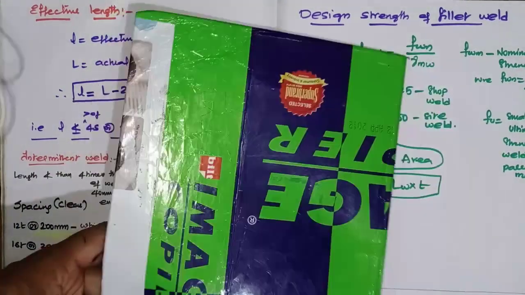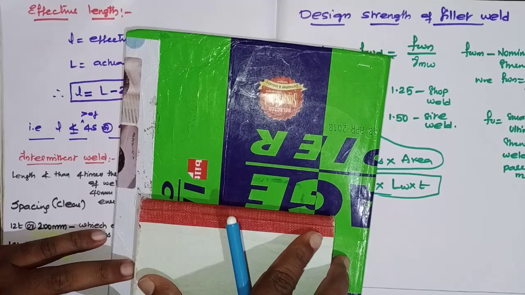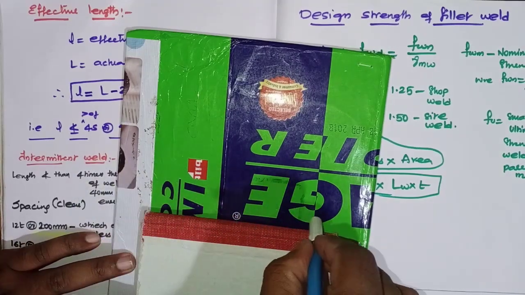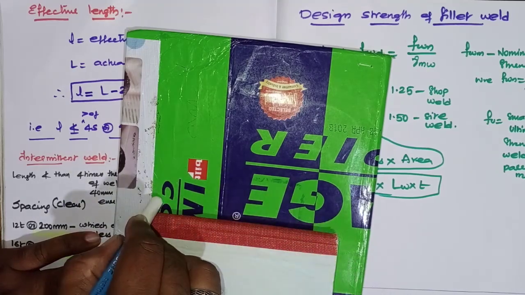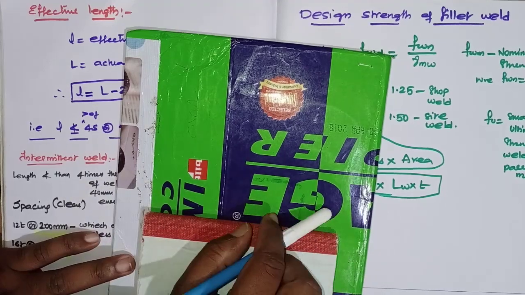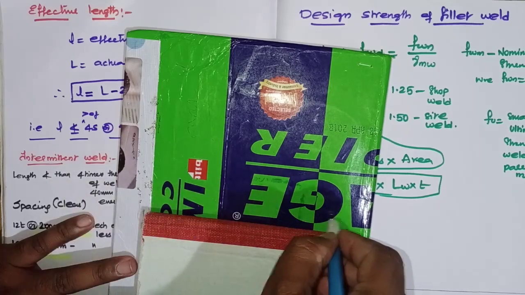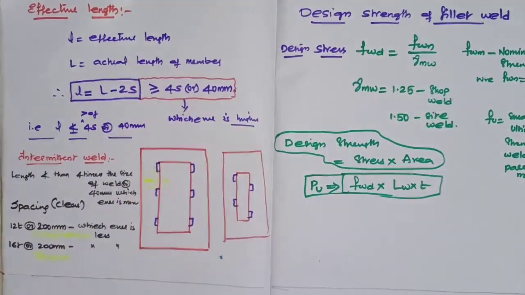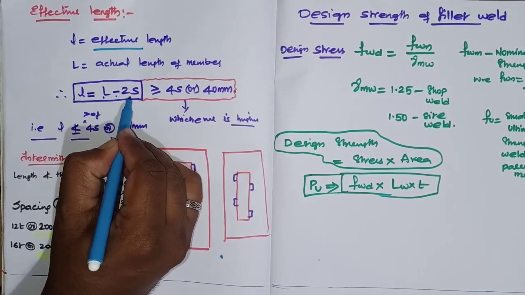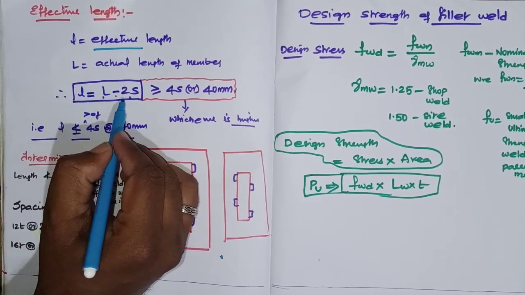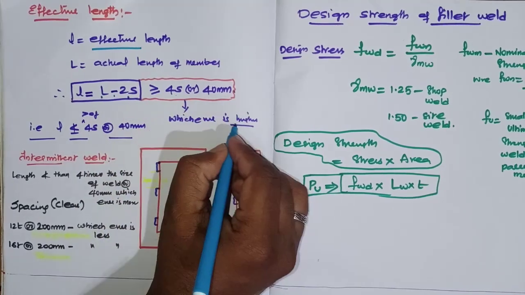If a member is there, I am going to connect this member, like this or like this, for example. Even though the width of this member is say 250 mm, I should not take this as 250. I should take L minus 2 times of S. That is the effective length, because at the corners I may not be doing it perfectly. For that reason you take the effective length as actual length minus 2 times of S, and this value should always be greater than or equal to 4 times of S or 40 mm, whichever is higher.